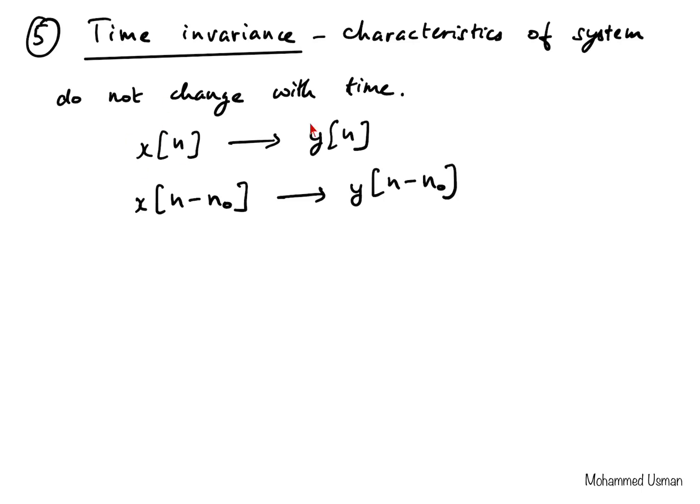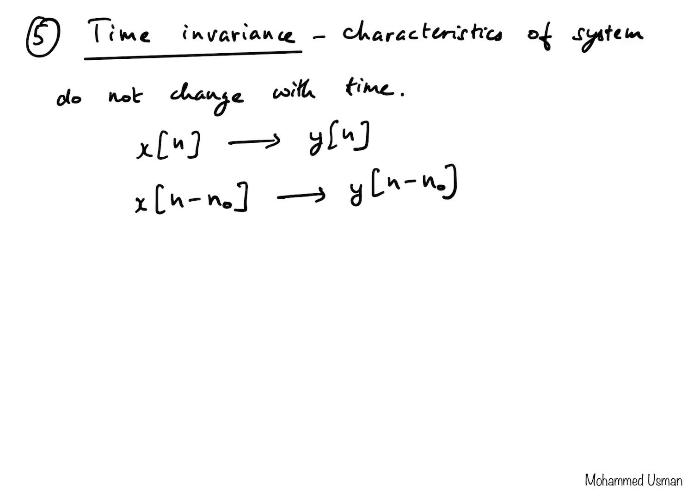So when the input is x of n, we get the output as y of n. And if the system is time invariant, when the input is x of n minus n naught, then the output will also be a shifted version of the original output that we had when the input was x of n. So an input x of n produces an output y of n. If the input is shifted by n naught, then the output of the system should be a shifted version of the corresponding output y of n. In that case, we say that the system is time invariant.